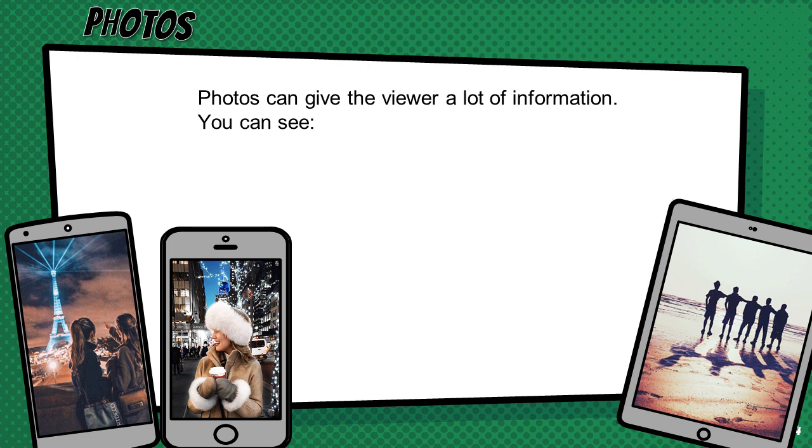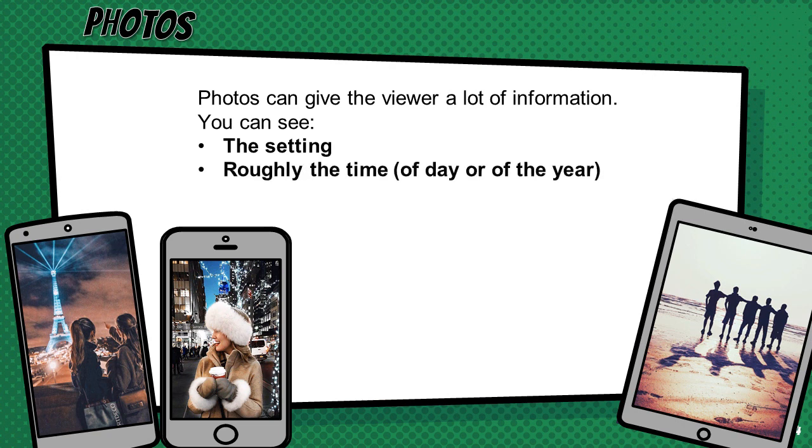When we look at photos or think of photos, usually what comes to mind is all those social media applications that we love to use: Instagram, Twitter, Facebook, TikTok, etc. But you haven't really thought about what a photo can show you or the information it can give you. In a photo, we can see the setting, usually in the background where the picture is taken, roughly the time of day, if it's day or night time, or the time of the year, if it's winter or summer, and the relationship between people, if they are friends, if they are acquaintances, or if they don't know each other.